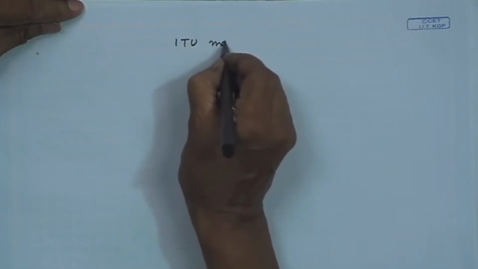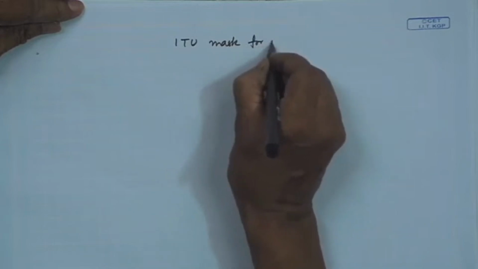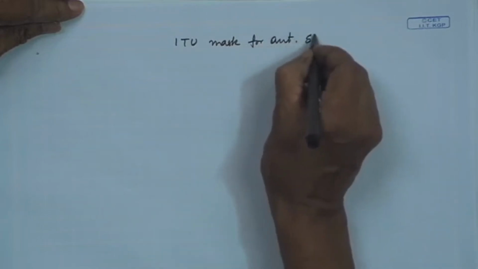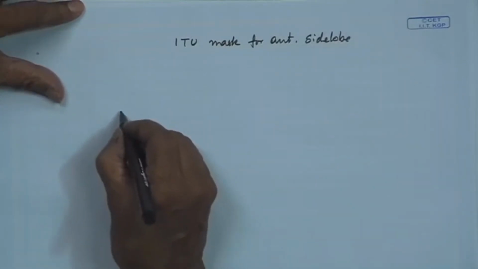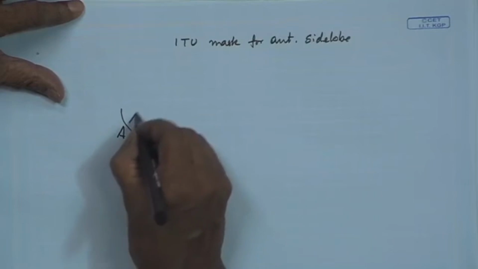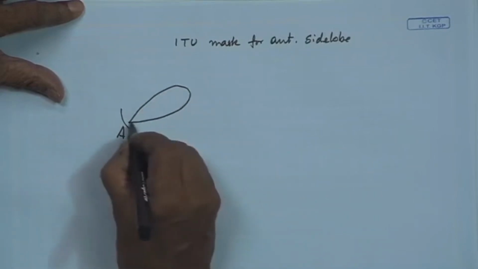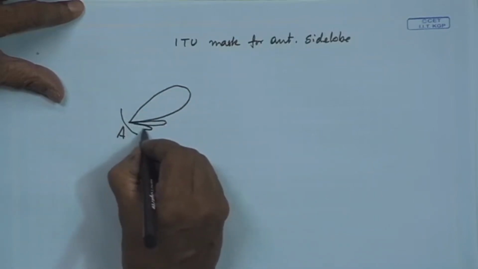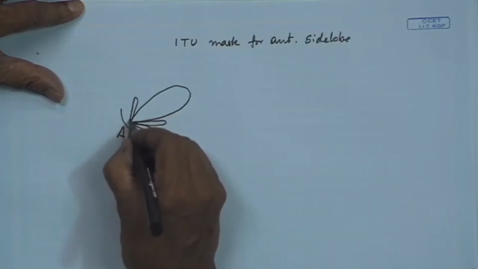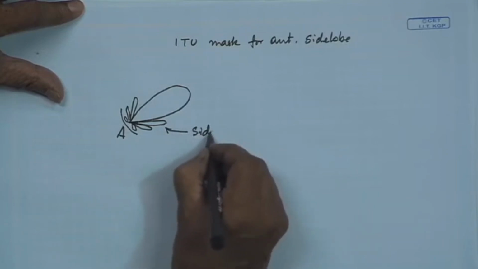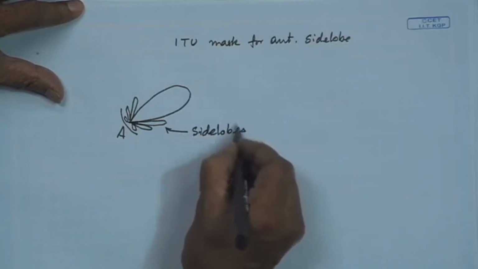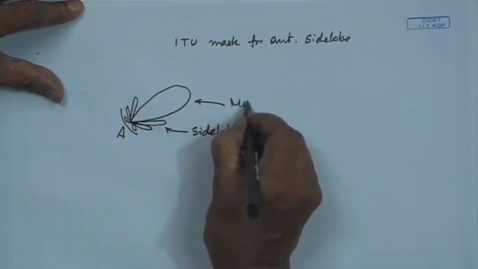And of course, there is a side lobe specification, the ITU mask for antenna side lobe. I think you remember what a side lobe is. This is the main lobe and these are side lobes, smaller peaks. These are side lobes, and this is the main lobe.